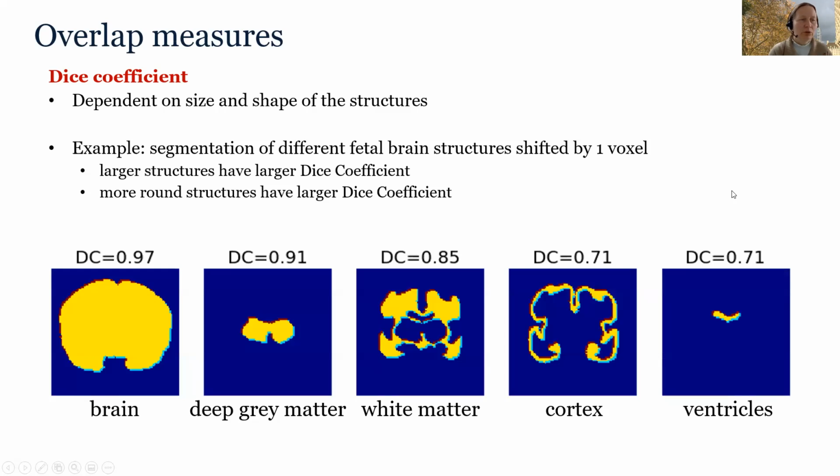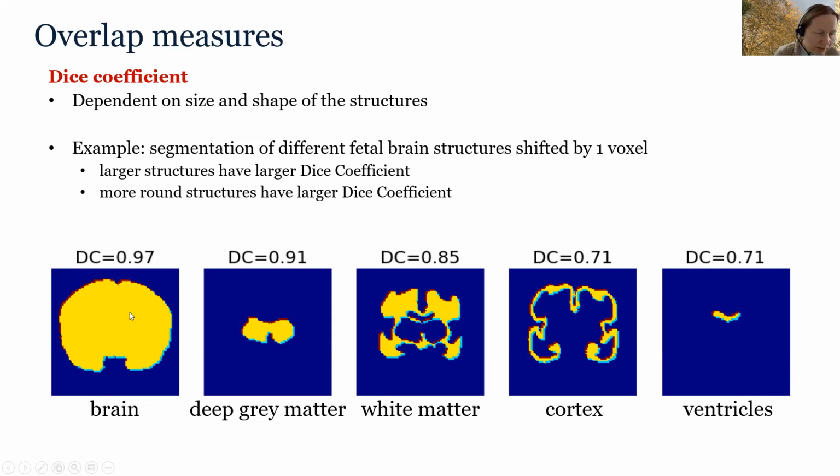There is one caveat though. The Dice coefficient is not an absolute measure, and it will depend on the size and shape of the structures. To demonstrate that, we have here an artificial example. This is a ground truth segmentation for different brain structures in fetal MRI. Here we have the whole brain, including CSF, sometimes called intracranial volume as well. Here we have deep gray matter, white matter, cortex, and ventricles, and it's all done only in one slice here so that you can see the whole structure.